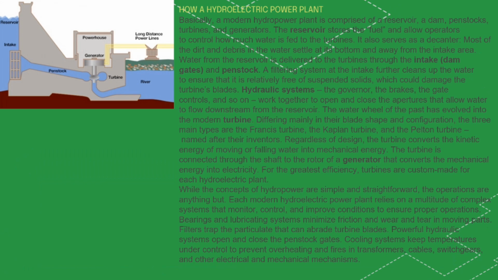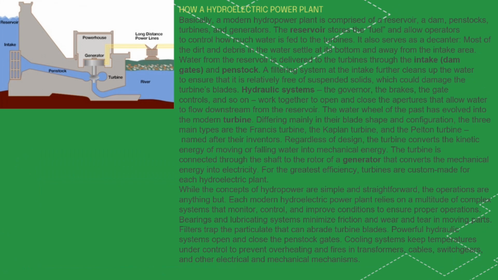The water wheels of the past have evolved into the modern turbine, differing mainly in their blade shape and configuration. The three main types are the Francis turbine, the Kaplan turbine, and the Pelton turbine, named after their inventors. Regardless of design, the turbine converts the kinetic energy of moving or falling water into mechanical energy. The turbine is connected through the shaft to the rotor of a generator that converts the mechanical energy into electricity.